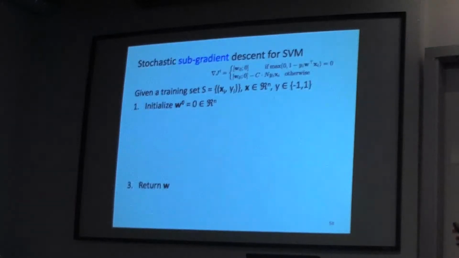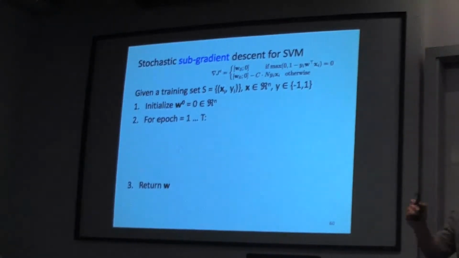So now we can just plug in our computation of the subgradient into the stochastic gradient descent framework for SVM. Well, more rigorously speaking, this is called stochastic subgradient. It's not stochastic gradient because we actually don't have an exact gradient for the objective function that involves hinge loss.